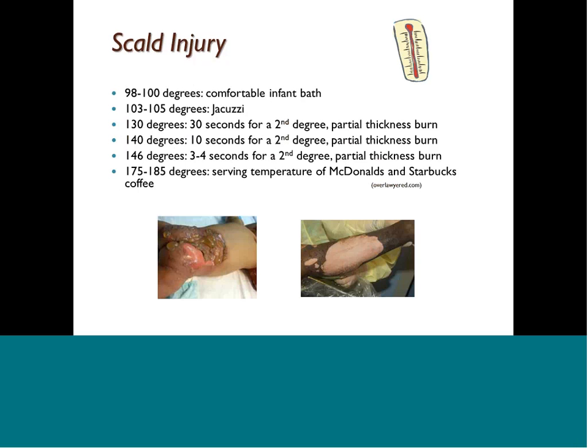With our scald injuries, this is just an example of some of the different temperatures of things around our house. A comfortable infant bath should be about 98 to 100 degrees. A jacuzzi is 103 to 105 degrees. But when we go up to 130 degrees, it only takes 30 seconds for a 2nd degree partial thickness burn to occur. At 146 degrees, it takes 3 to 4 seconds for a 2nd degree partial thickness burn to occur. And serving temperatures of McDonald's and Starbucks coffees are usually 175 to 185 degrees, so you can see the scald injury could be very severe.